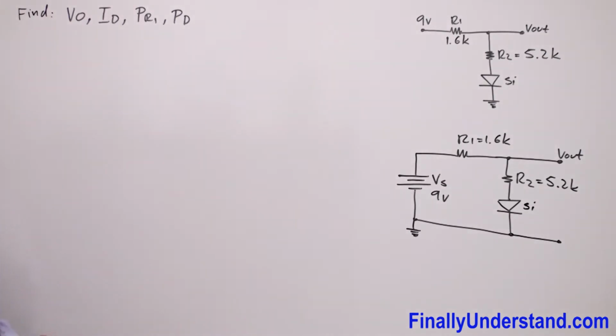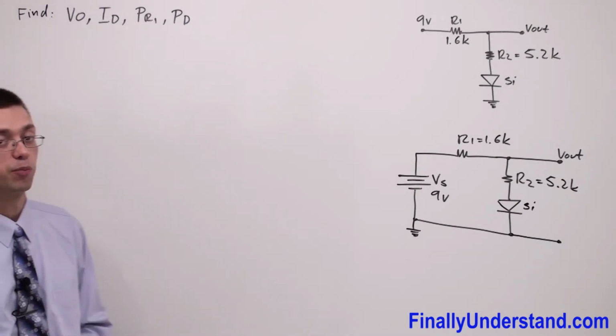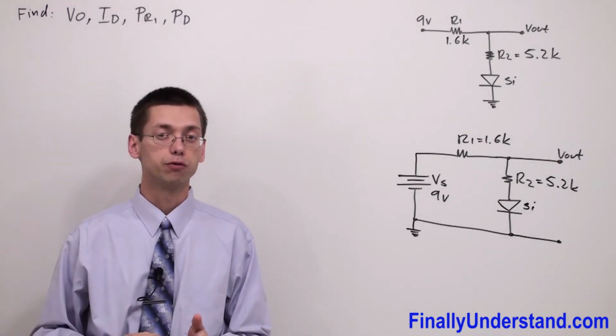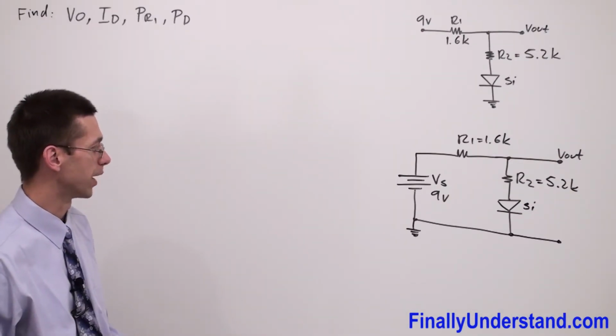What we're supposed to find? We're supposed to find output voltage, we're supposed to find the current, and we're supposed to find the powers. What I would do first, I would check if the diode is forward biased.